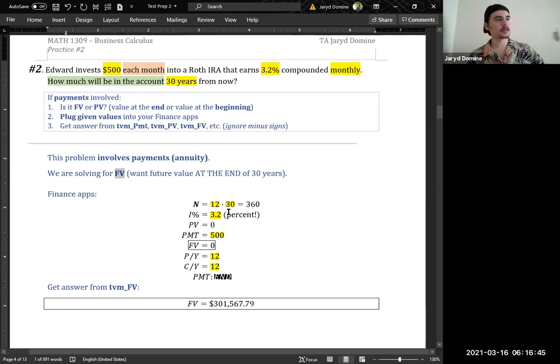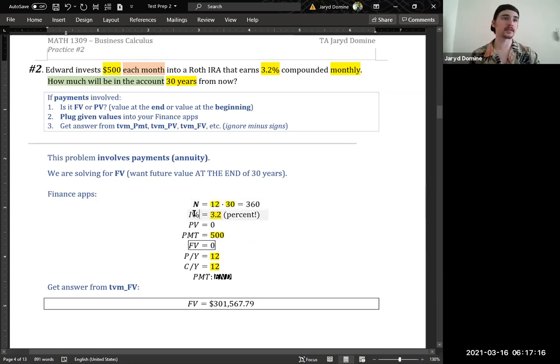Okay, so N is the total number of compounding periods. If we are compounding monthly, that's 12 times a year, and we're doing it for 30 years. So the total number of periods that we compound is 12 by 30. That's 360. And in your calculator, you can just type in 12 by 30 and it'll still work.